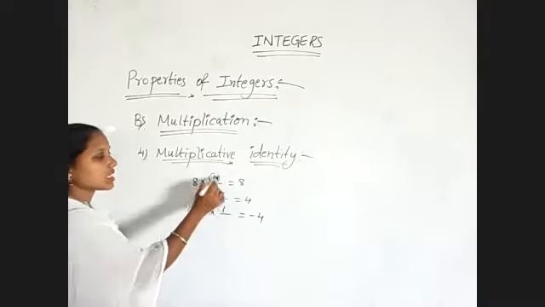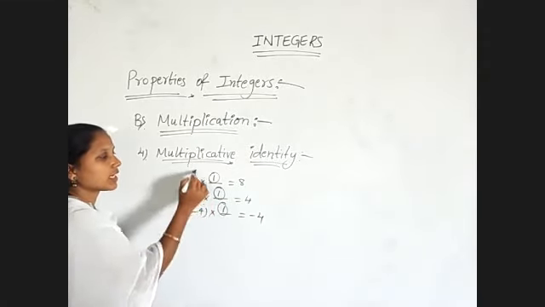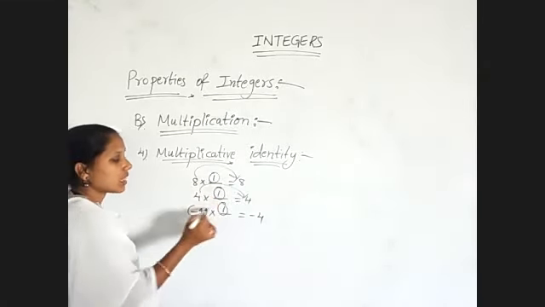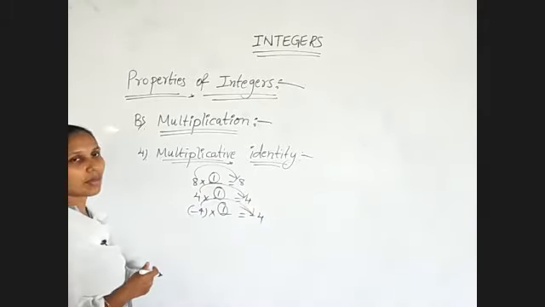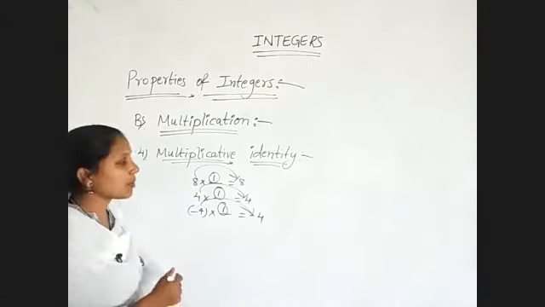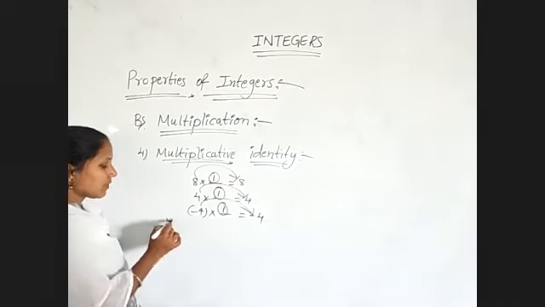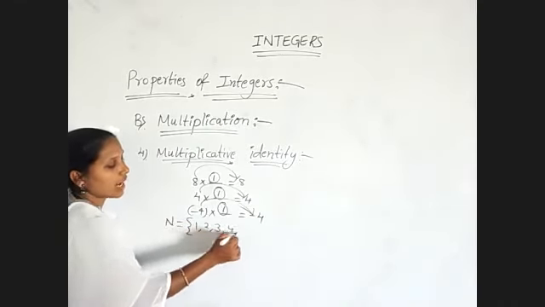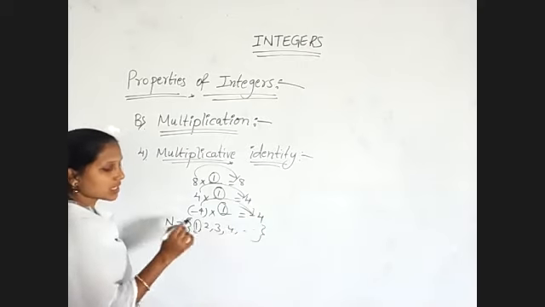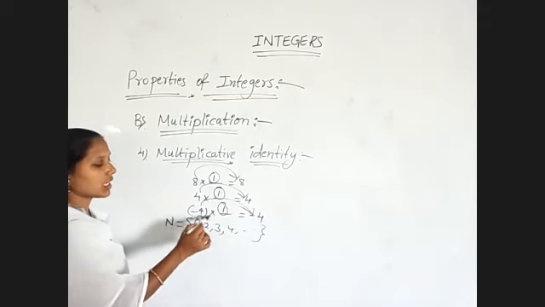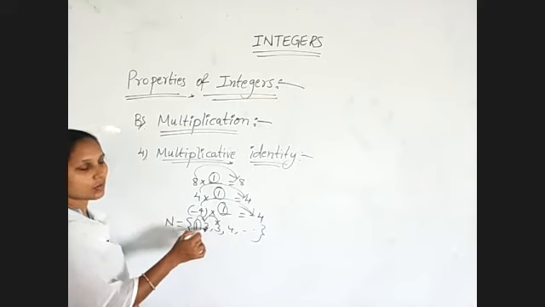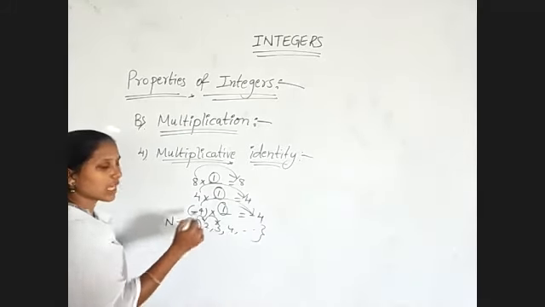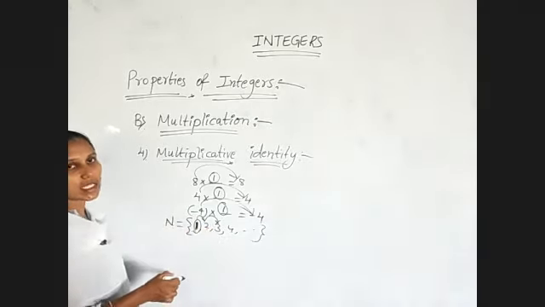So in all these cases we are multiplying by 1 to get the same number as the result. That's why 1 is called the multiplicative identity. Coming to the set of numbers, the natural numbers 1, 2, 3, 4 and so on, 1 is present. If you multiply 1 with any number, 1 ones are 1, 1 twos are 2, 1 threes are 3, 1 fours are 4. If you multiply 1 with any number, you get the same number as the result.